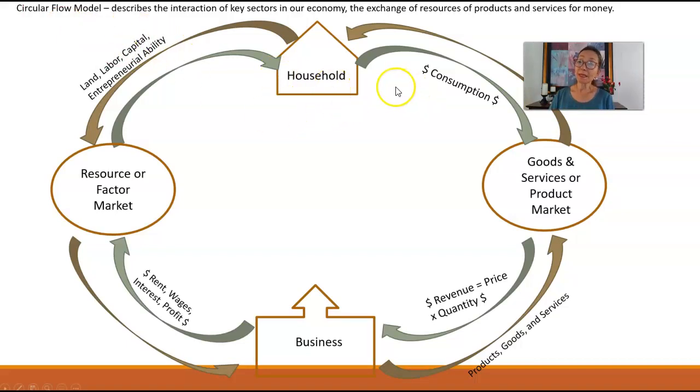When households spend money, that's called consumption. Okay, so household expenditure is called consumption. Sometimes personal consumption expenditures is what you'll see. Then that's going to flow in terms of revenue into the business sector. So you see that we have two flows. This inside flow is a money flow, and the outside flow is a real flow. It's a flow of real products and services and real resources flowing into these markets.